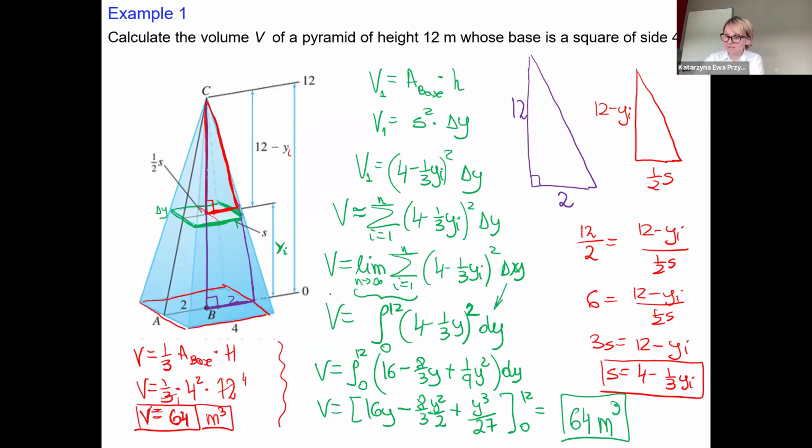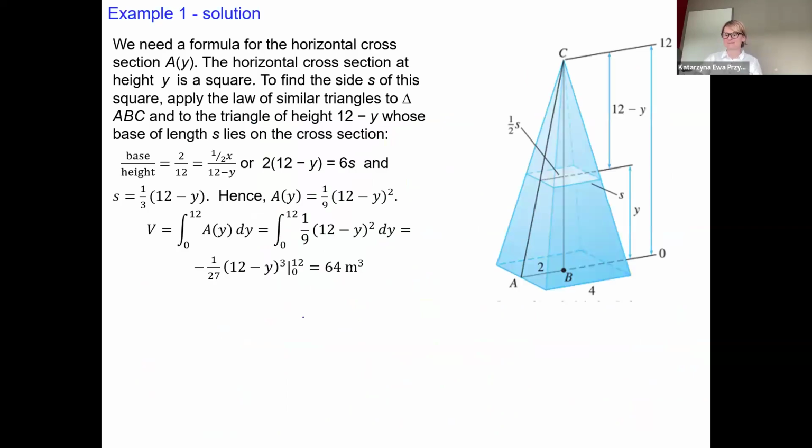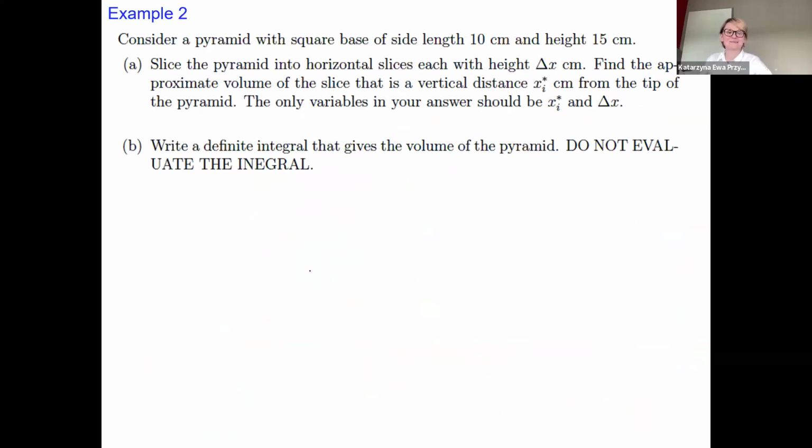And for instance, on the test, I might ask you for this. Set up the integral that will represent the volume of that pyramid. That means this is this. Okay? Let's do the same one a little bit quicker. Okay, 64. Let's look at this one.